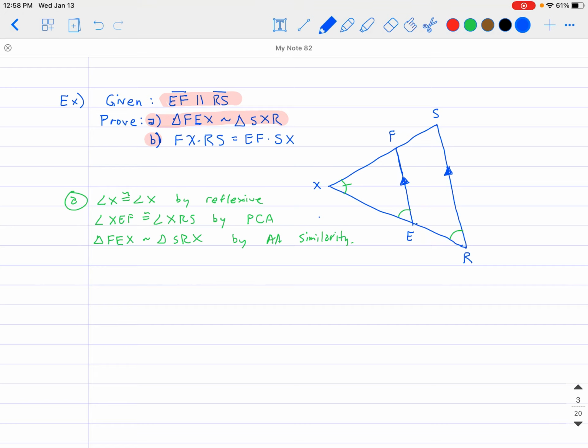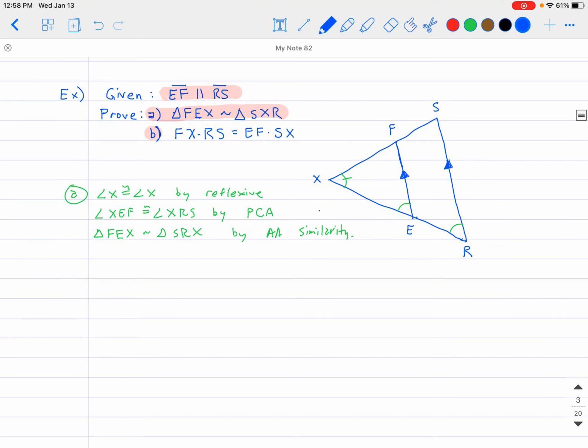I'm just trying to finish this last part of this proof just to make sure that we tie up all loose ends. So in this last part, in part A actually, we proved that the two triangles that we have are similar to each other by AA similarity. So you can see the previous step to this.